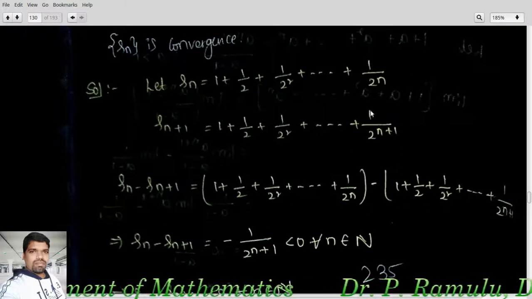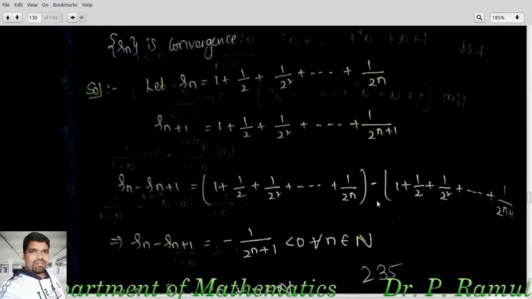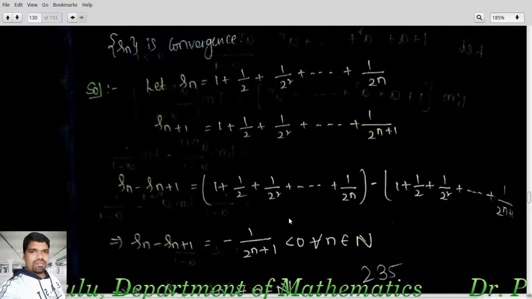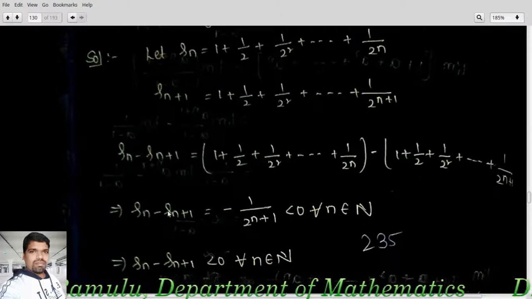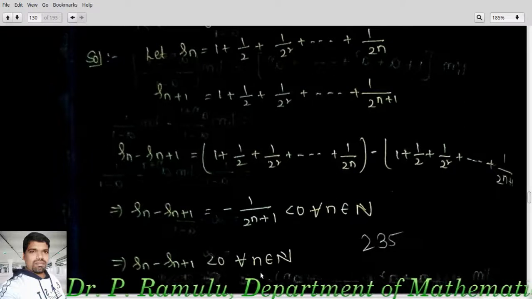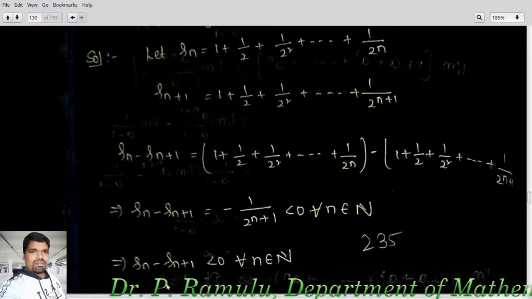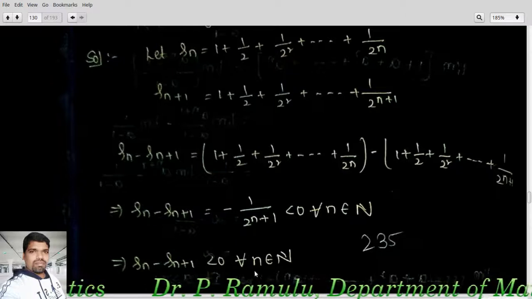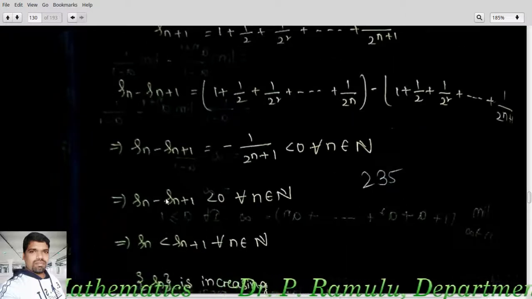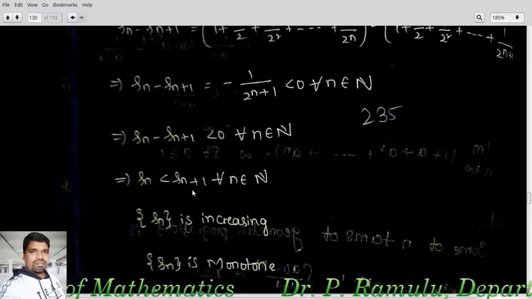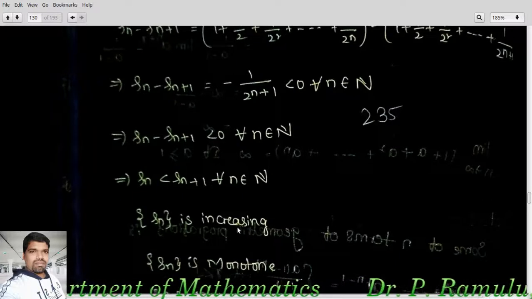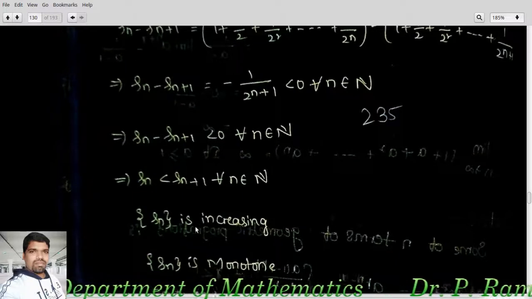Up to 1 by 2 power n, the terms are cancelled out. The remaining term is minus 1 by 2 power n plus 1, which is less than 0 for all n belonging to N. Which implies Sn minus Sn plus 1 is less than 0 for all n belonging to N, so Sn is less than Sn plus 1 for all n belonging to N. Sn is increasing.